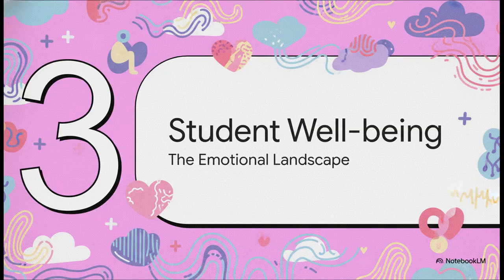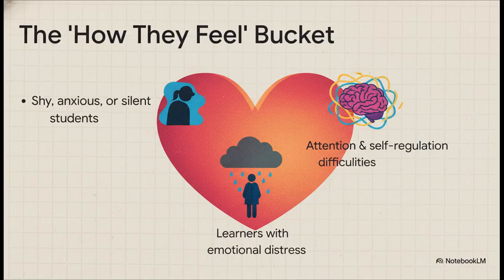All right, so we've talked about the how they learn bucket, but you and I both know that how a student learns is completely tied up in, well, how they feel. So let's shift gears and look at student well-being, the whole emotional landscape of the classroom. And man, this stuff gets personal. We're talking about those shy, anxious, or just quiet kids, the ones who struggle with attention and self-regulation, and not because they're trying to be difficult, but because their brains are just wired differently. And then you have the learners who are dealing with some really heavy emotional stuff.